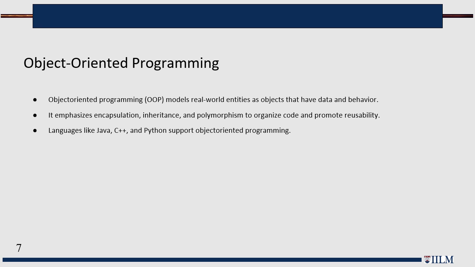It's like creating a blueprint for different parts of a machine, each with its own purpose and functionalities. So if we are getting into the paradigm of OOP, it has some features like encapsulation, inheritance, polymorphism to organize code and promote reusability. So let's have a quick look at encapsulation.